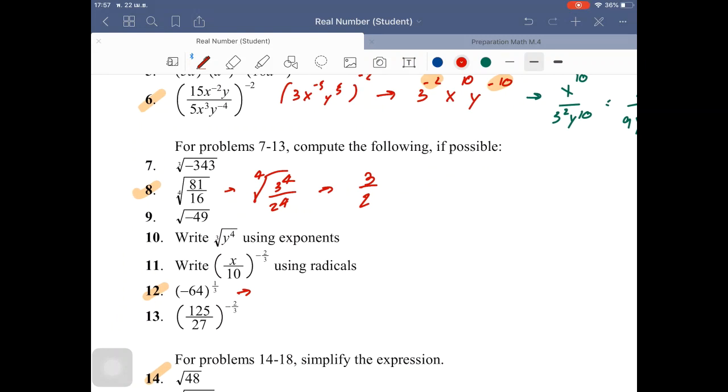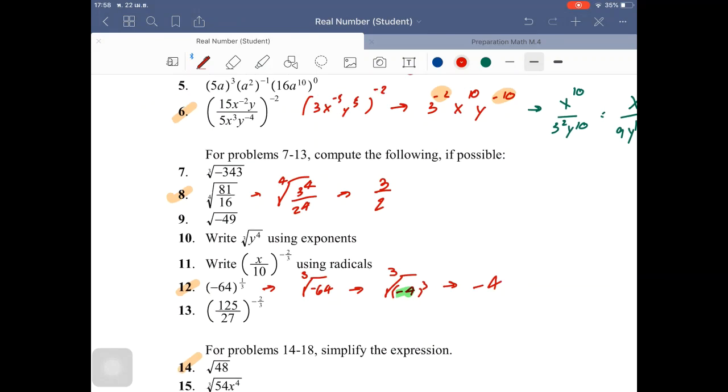Okay. Question 12. What do we have? We have the cube root of negative 64. We have the cube root of negative 4 to the power of 3, isn't it? Cube root means we need to have 3 common numbers in order to take it out from the radical. So we already have negative 4 for 3 times. So the final answer is negative 4. That's it.